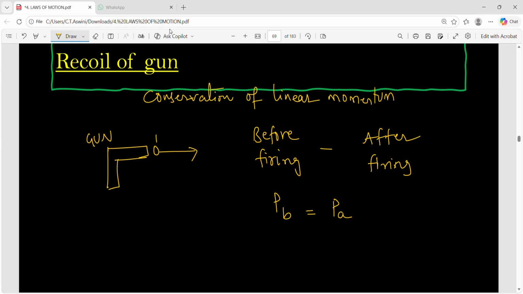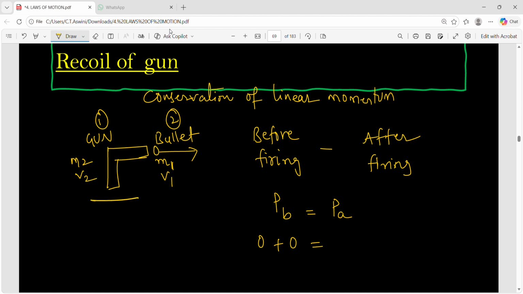So before firing, this is the gun and this is your bullet. Consider this as first object, consider this as second object. Both objects are at rest. So before firing, gun momentum 0, bullet momentum 0. After firing, let M1 be the mass of the bullet, V1 be the speed of the bullet. Gun mass, let it be M2. Speed, let it be V2.